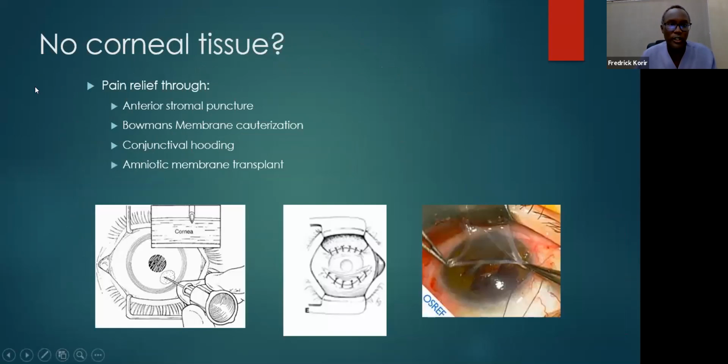So what happens in our setup where we hardly have cornea tissue? You have this patient in stage 3, with painful eyes all the time.